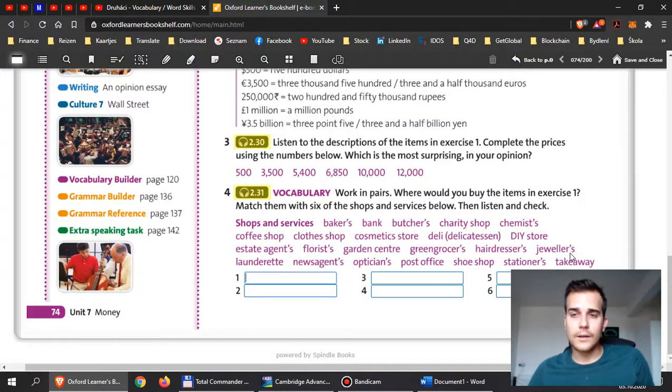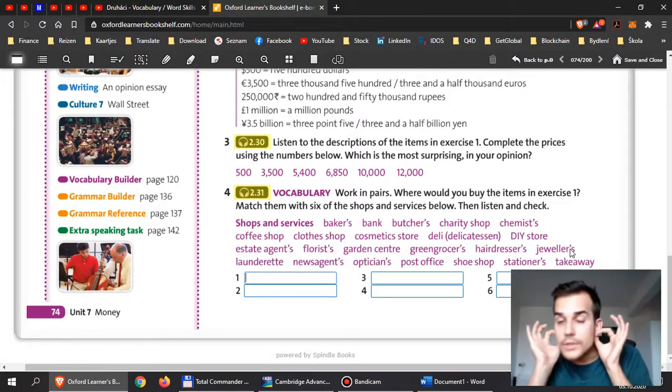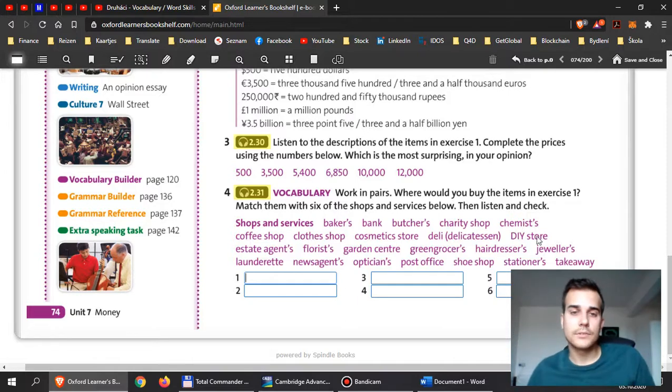Hairdresser is where you get a haircut. Jewelers, jewelry, here the necklace or the earrings, right? The ring. This is where you can buy it. Launderette, then this is interesting. This is a place where maybe you know the word laundry, right?